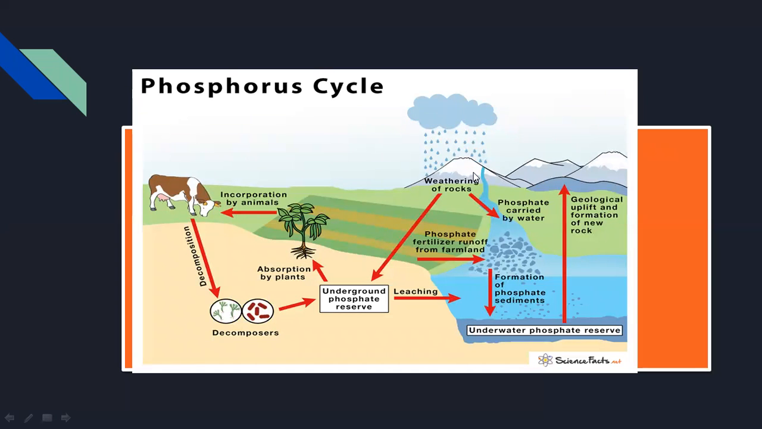Now, weathering of rocks, you know how weathering of rocks takes place. Because of the rain, the rocks are gradually diminished. So weathering happens because of weathering activities, meaning rain or wind. So weathering of rocks also contributes to the underground phosphate reserves. Because of weathering of rocks, phosphate is released, and it is being carried by water.